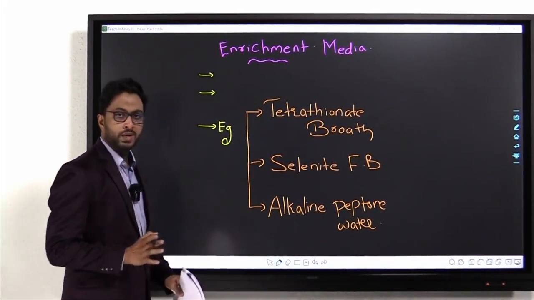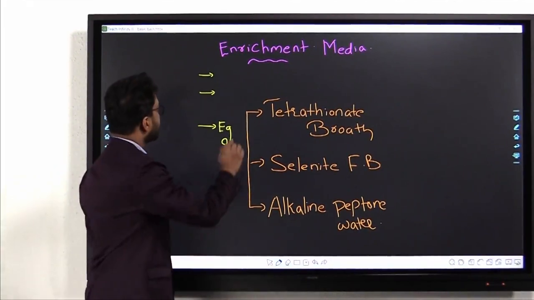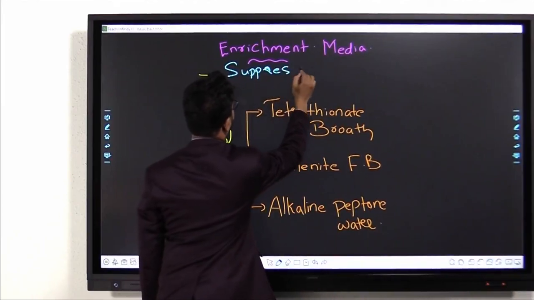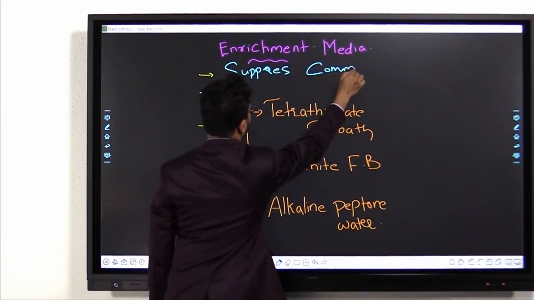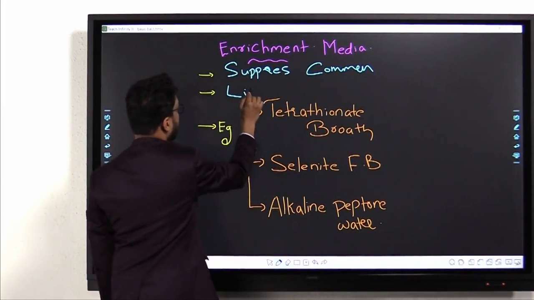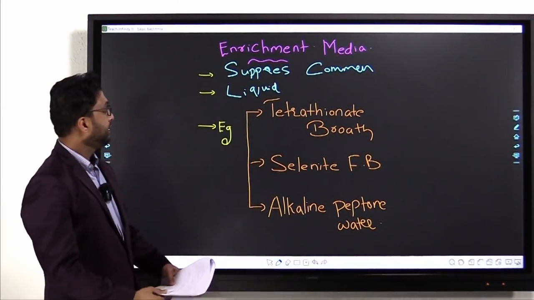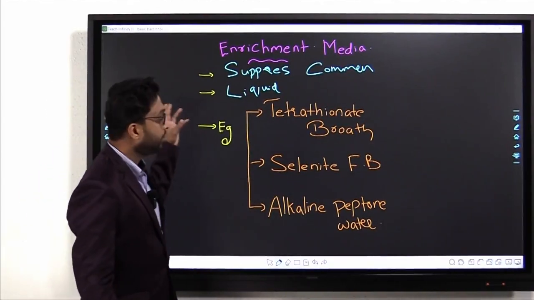Next, you have got enrichment media. One thing we said, what is it? It suppresses commensal organisms. And second thing we said, it is a liquid media. So two very important things: enrichment media suppresses commensals and it's a liquid media.